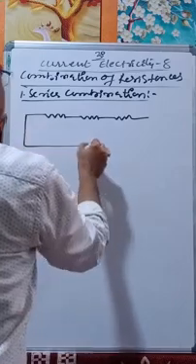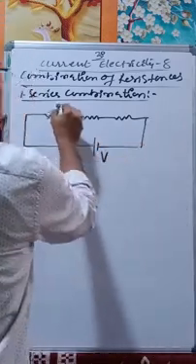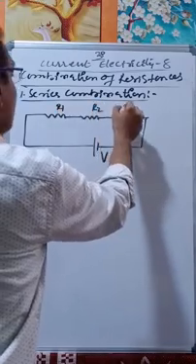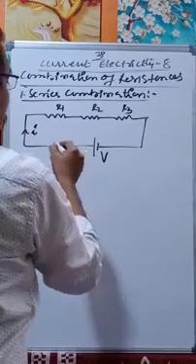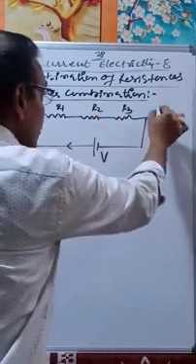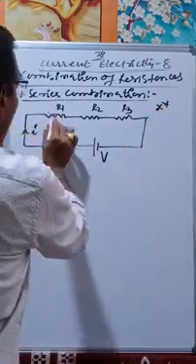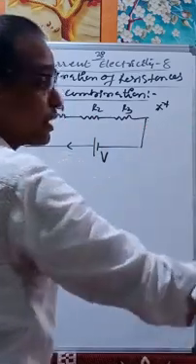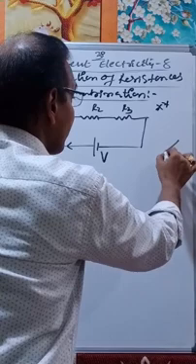Now let us consider three resistors connected in series to a potential of V volts. The resistances are R1, R2, R3. Let the current I flow. Now remember, the most important thing is that the same current I flows through all three resistors, because there is no junction for the current to divide.